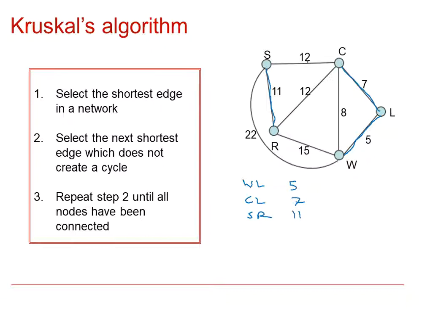The next shortest edge is one of these two 12s. You can choose whichever one you want to use, so I'm going to choose this one here. So I'm going to use CR at 12. At that point, I've connected all the nodes together, and the total is 20, 35. So my minimum spanning tree is 35 units long.